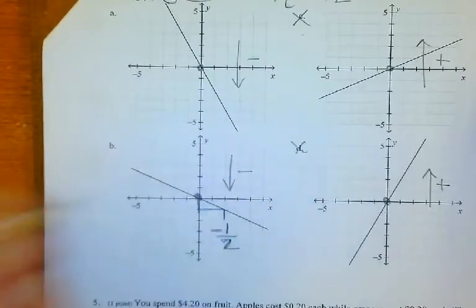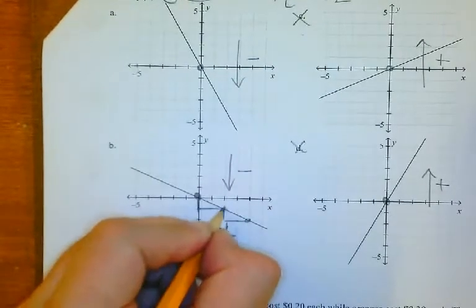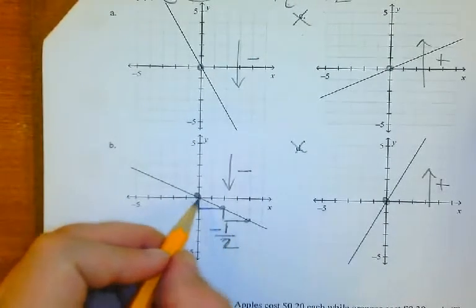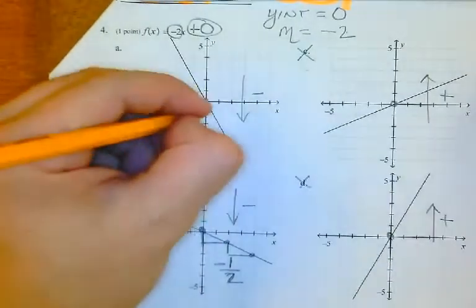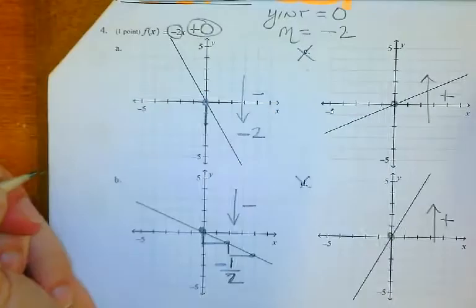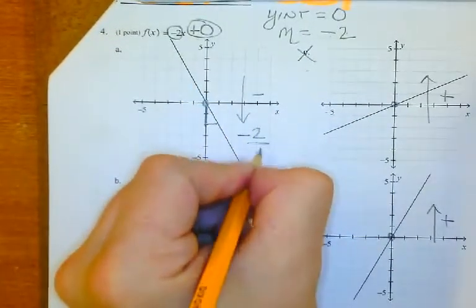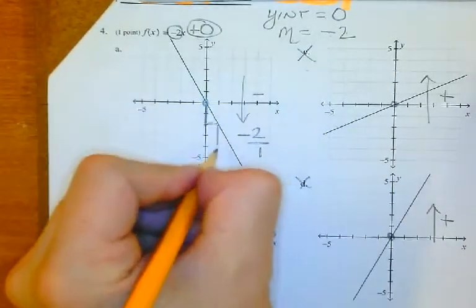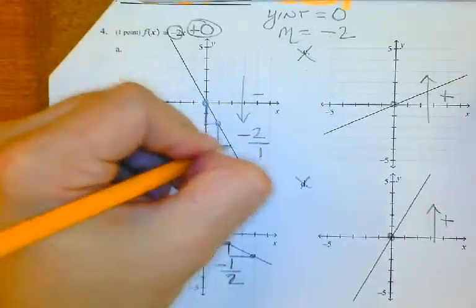Down 1, and then over 2 places. And every time I repeat that cycle, down 1, over 2, I get back to the line. Now over here, I'm going to go down 2, and I'm going to go over 1. Again, I'll go down 2 and over 1 to get back to the line.